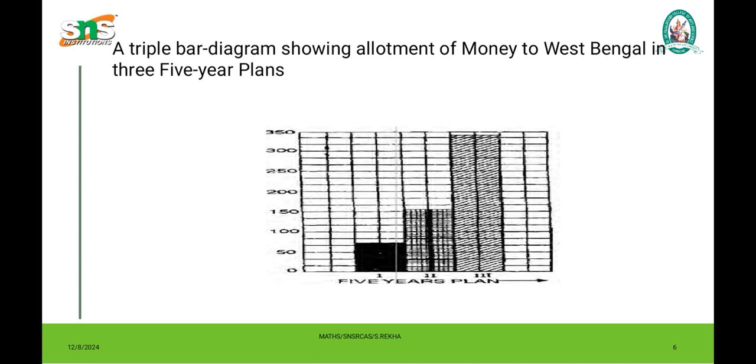This multiple bar diagram and simple bar diagram help us to analyze the data easily. We can identify data. So in today's class we have discussed how to draw a simple bar diagram. I think it will be very clear for you.